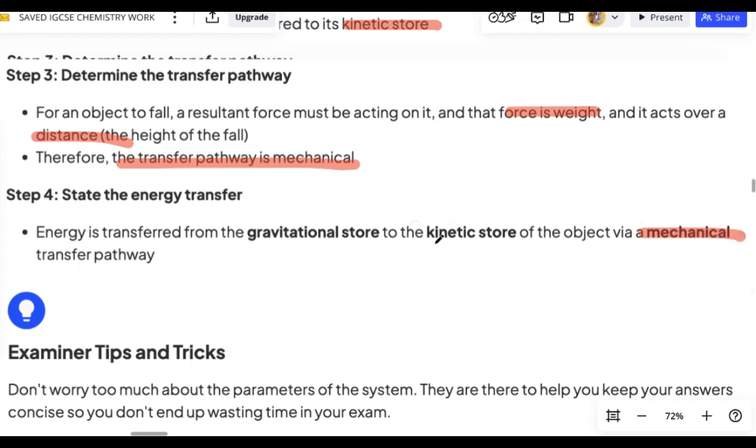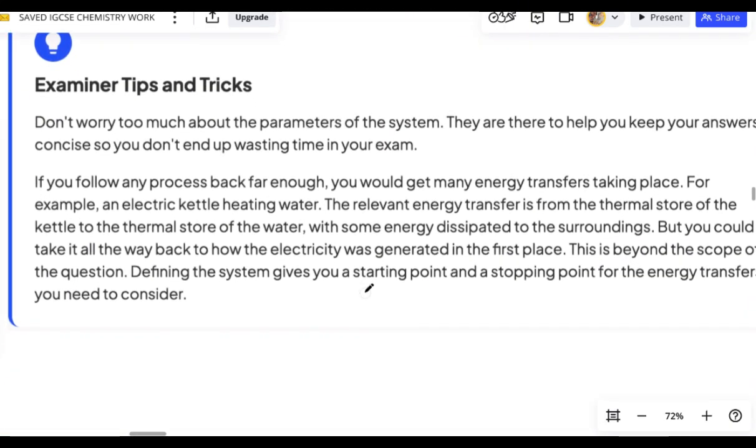So this is the terminology we use to describe the law of conservation of energy, how energy is transferred from one form to another.